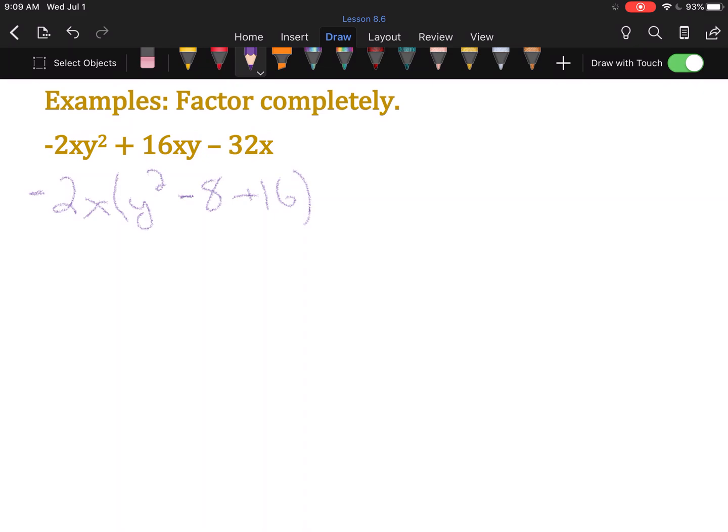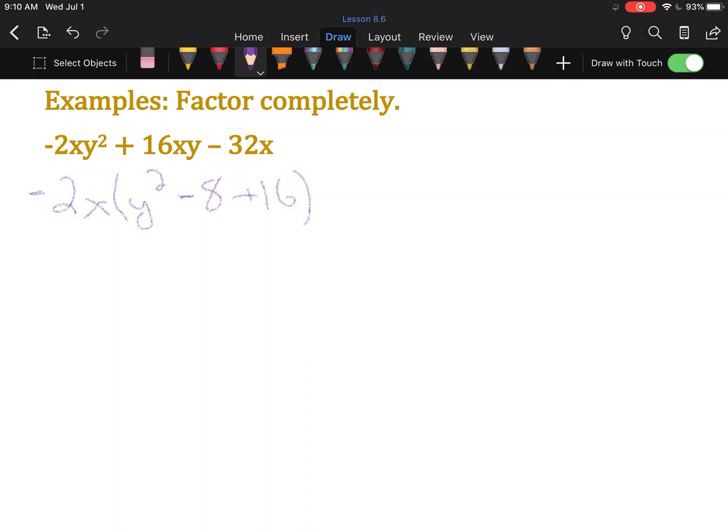The negative 2x I can't do anything with. It's a monomial. The trinomial in parentheses I might be able to factor. Now, we can do this brute force by saying two numbers that multiply to make 16 and add to make 8. But first, we should probably check if it's a perfect square trinomial. It would make our lives a lot easier if it is.